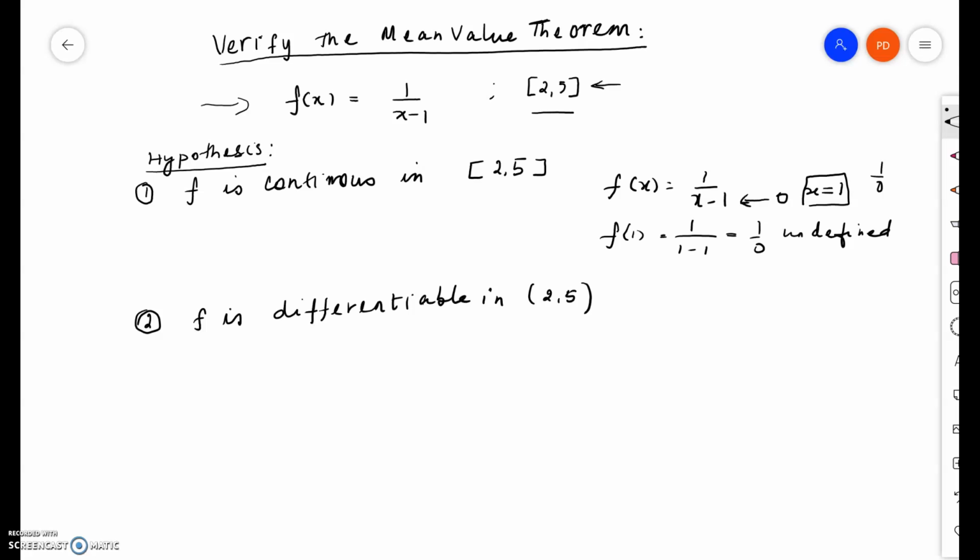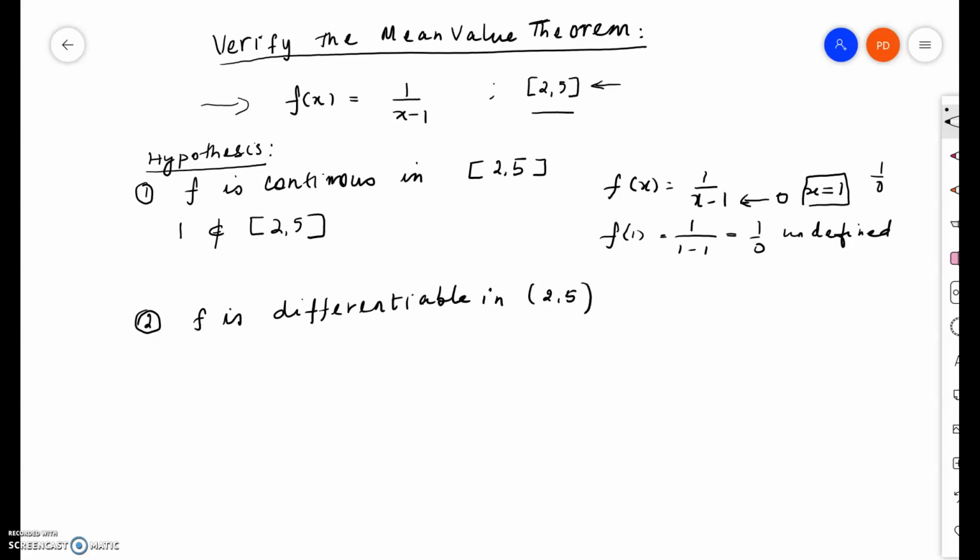So it does have a discontinuity at x equals 1, but x equals 1 lies outside of the interval 2 comma 5. So the function is continuous in the entire interval 2 comma 5. 1 does not lie in the interval 2 comma 5. The only discontinuity is at 1, so therefore the function is continuous everywhere in the given interval.